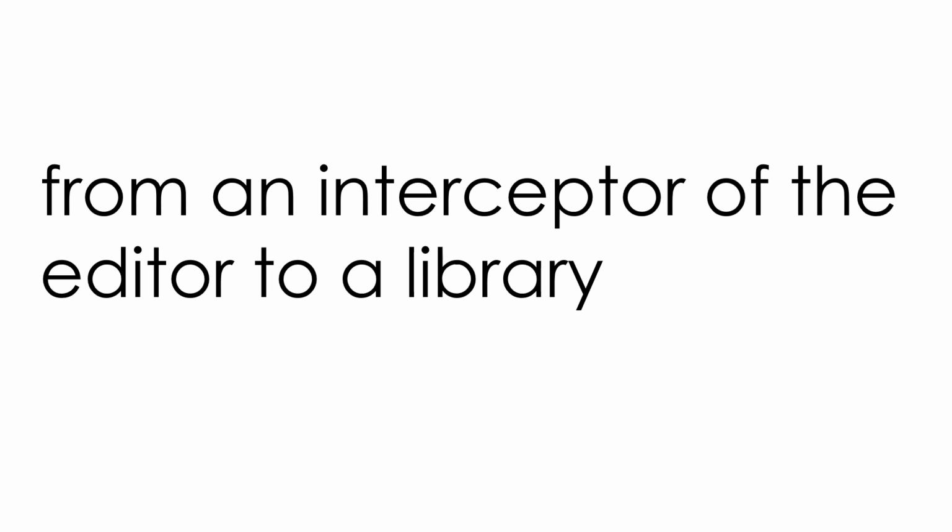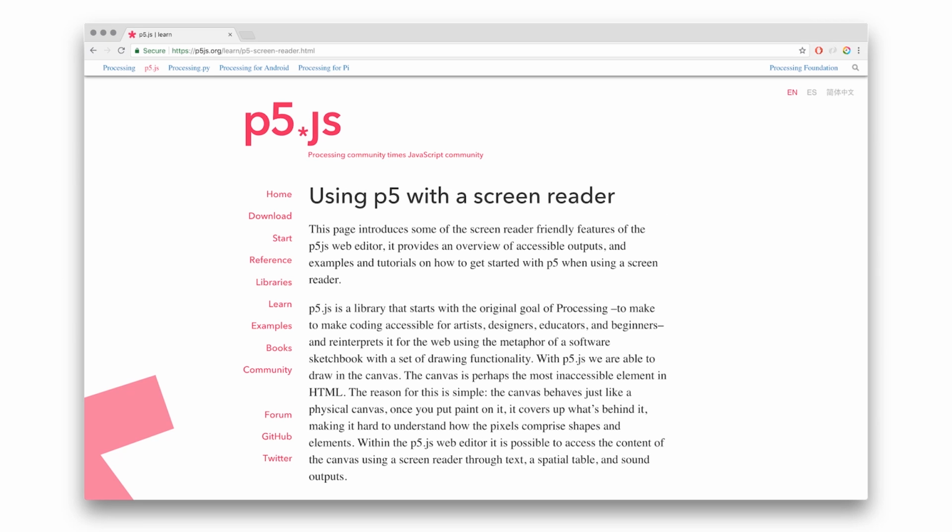But then we realized that this interceptor that we created for the editor was not enough. There are P5 sketches out everywhere, and especially in the P5JS website. And those didn't have the accessible outputs. So we moved from an interceptor into a library that can be plugged into any HTML file with a P5 sketch and produce the 3 outputs that we have as of now. We also started working on learning resources that guide users on how to use P5 with a screen reader, and created lesson plans that can be implemented for users that use screen readers.